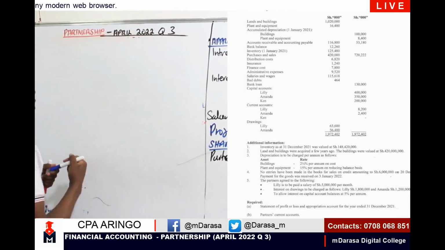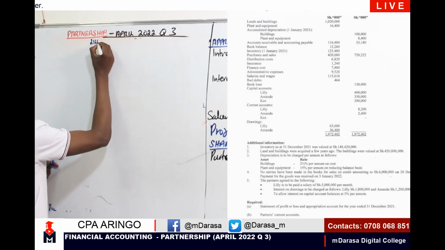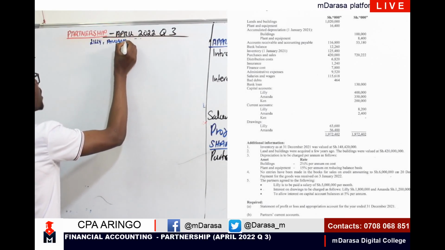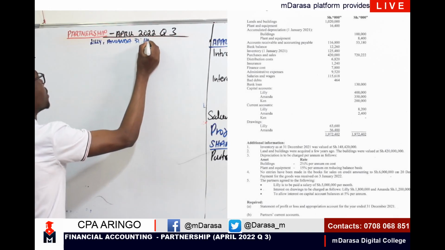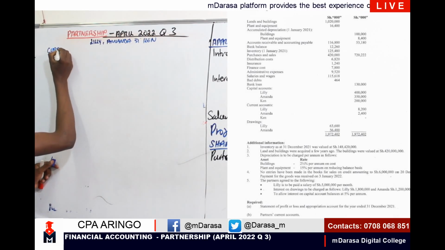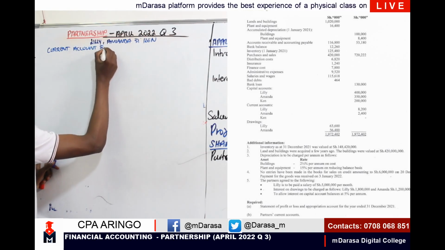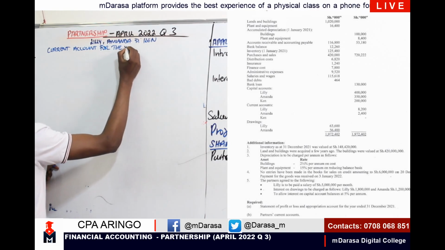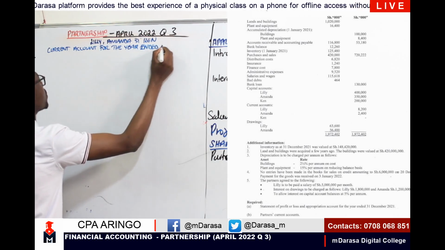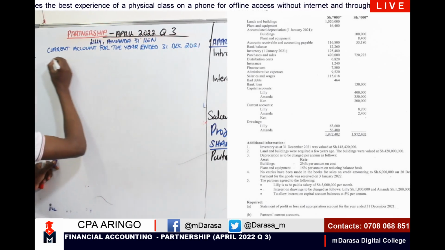I'm having these individuals for the partners' current account: Lily, Amanda and Ken. Amanda and Ken, current account for the year ended 31st December 2021.